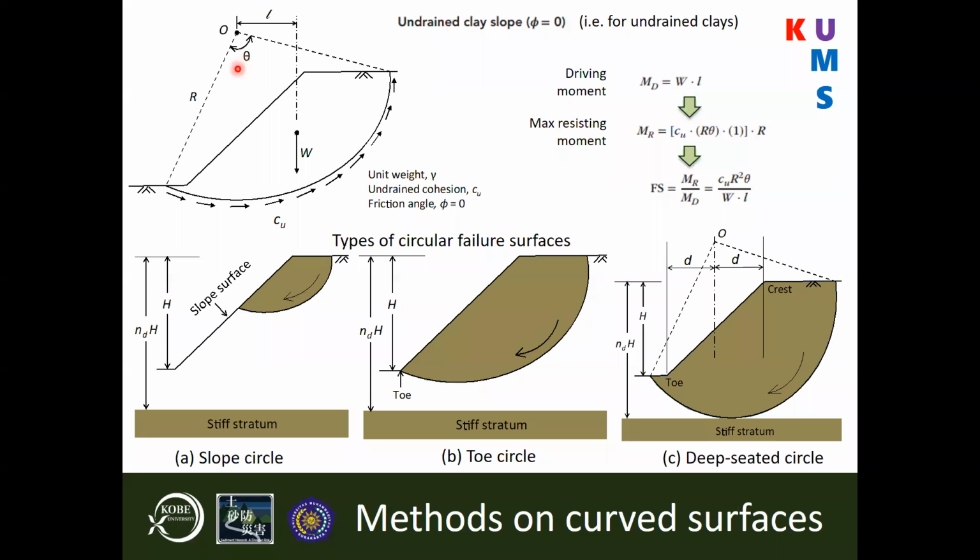So when we consider the theta angle here, this is what we are interested in. Theta multiplied by R is the geometric expression of this sliding plane. Then we put Mr over Md, like in the previous equation, so that we get the factor of safety Fs to be Cu R squared, multiplied by that theta angle, divided by W multiplied by L.